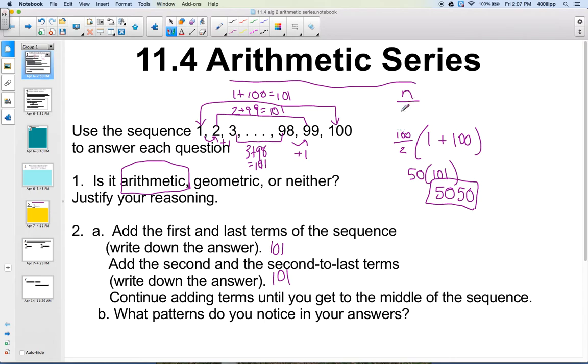We're always going to divide that by 2. Then this first number here, this 1, that was our first term, and we use a sub 1 to represent your first term. This 100 is your last term. So whatever the last term is, that's going to be a sub n. And this is how you find your arithmetic series. So the next slide is going over just that.